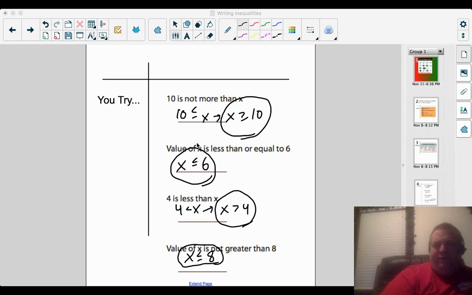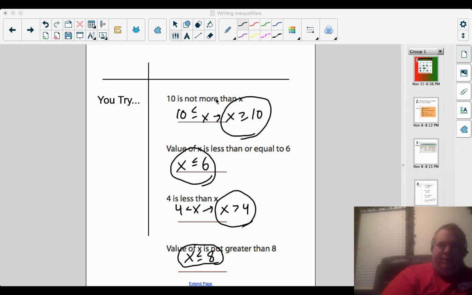Okay, the value of x is less than or equal to 6. That one's straightforward. X less than or equal to 6. Okay, 4 is less than x. Again, the x comes second, so we've got to switch it to x is greater than 4. Okay, this one, the value of x is not greater than 8. So if it's not greater than 8, it's either less than or equal to 8. So x is less than or equal to 8.